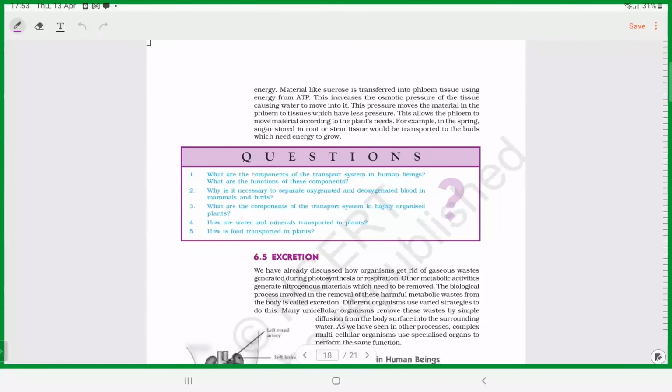Fine. Now, what is the function of leaves in transportation? What does a leaf do in plants? Exchange of gases, of course. Synthesis of food, basically. Now, there are different mechanisms which support the movement of substances. What are the other factors which support transportation in plants?